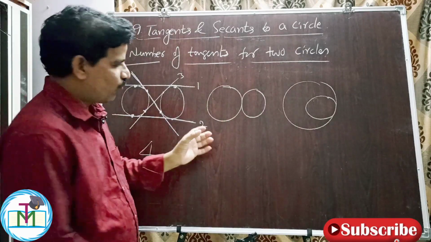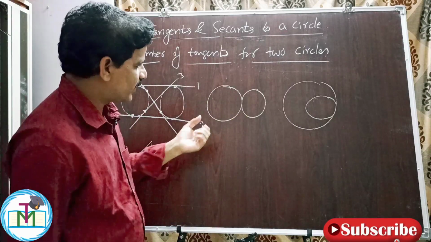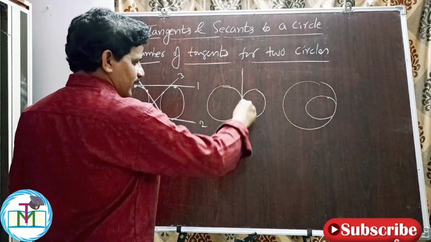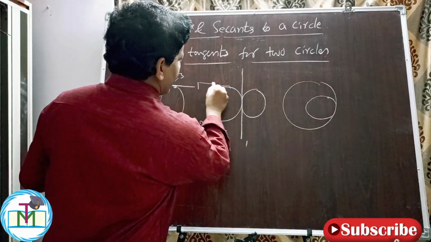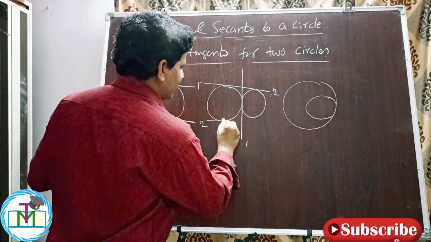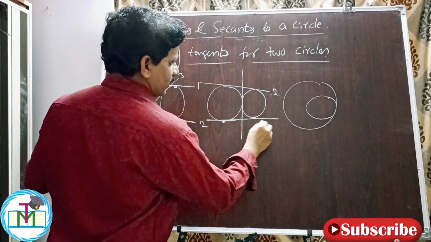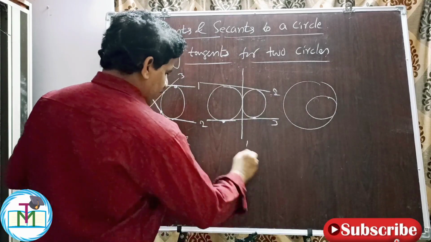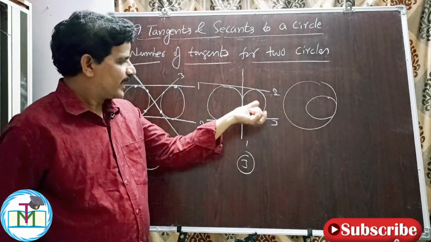In case one circle touches the other circle externally, tangent number 1 is common to both, and tangent number 3 touches the 2 circles. These are the common tangents where they are externally touching. So the number of tangents is 3 in case they are touching externally.